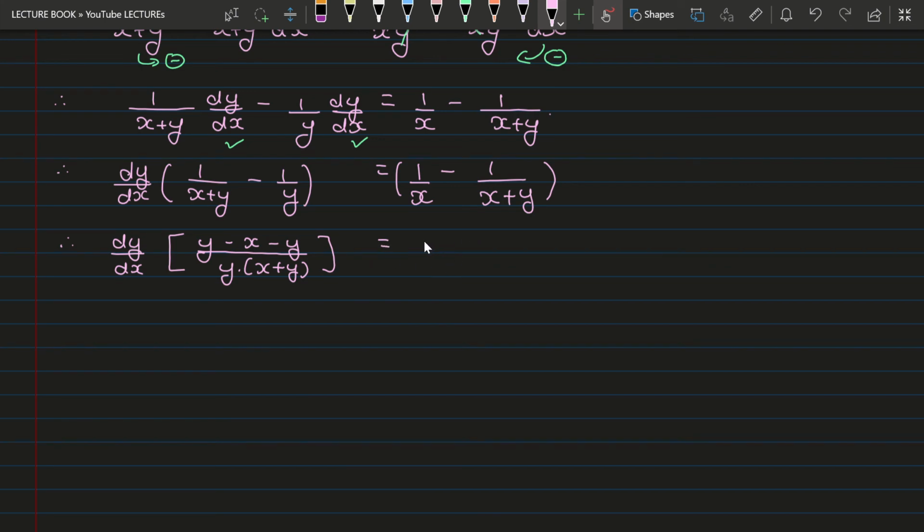On the right hand side it's really easy. It is just x plus y minus x divided by x multiplied by x plus y. Now guys, what I do over here is x plus y and x plus y will get cancelled off. In the numerator, minus y and plus y will go away. On the right hand side, minus x and plus x will go away.